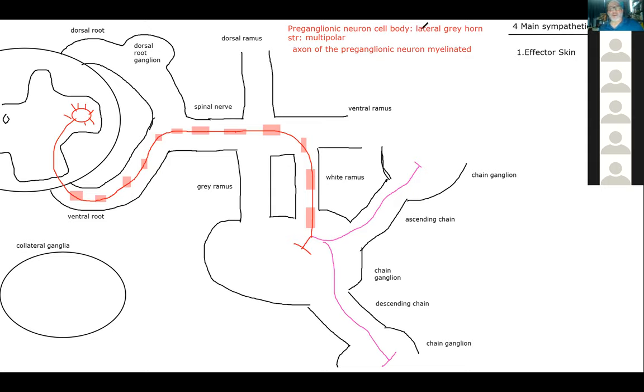And of course, what neurotransmitter does this release? Acetylcholine. And what is the effect? Excitatory or inhibitory? Excitatory. Excellent. And it is going to be excitatory on our postganglionic neuron, which we will make blue. Our postganglionic neuron's cell body is in the chain ganglion. Excellent. Let's make this blue to match.